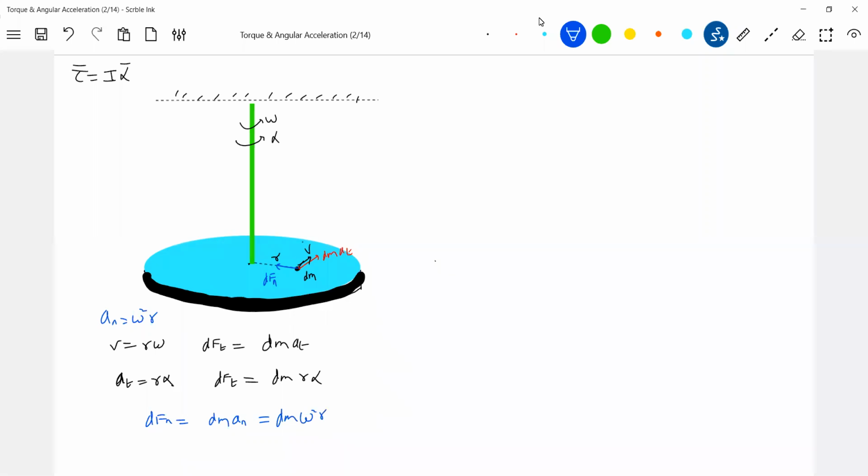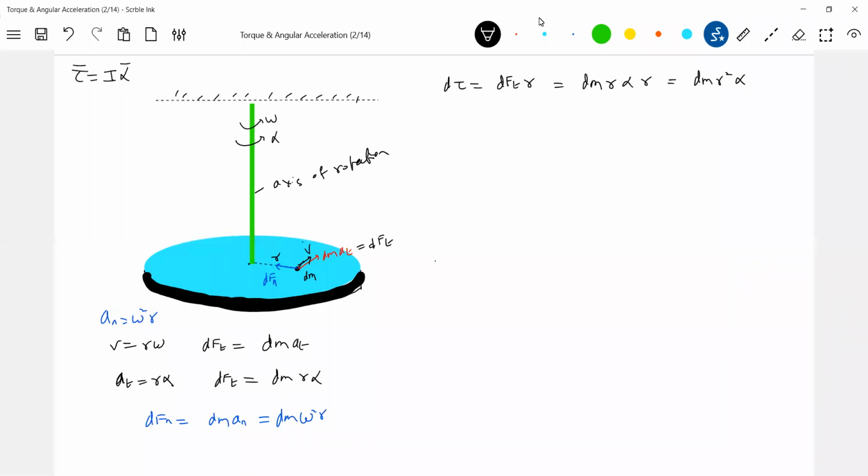Tell me, which force will set up a torque? The centripetal force, or what you can call the normal force, will intersect the axis of rotation. So only the tangential forces will set up torque. Now d tau should be equal to dFt into r, as the tangential force acts perpendicular. From the formula, this equals dm into r alpha into r, or dm r square into alpha.